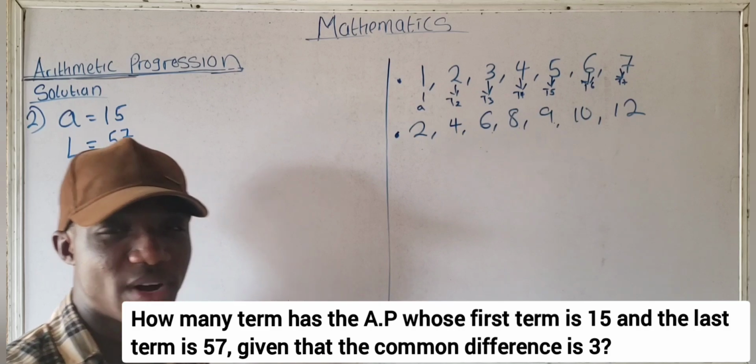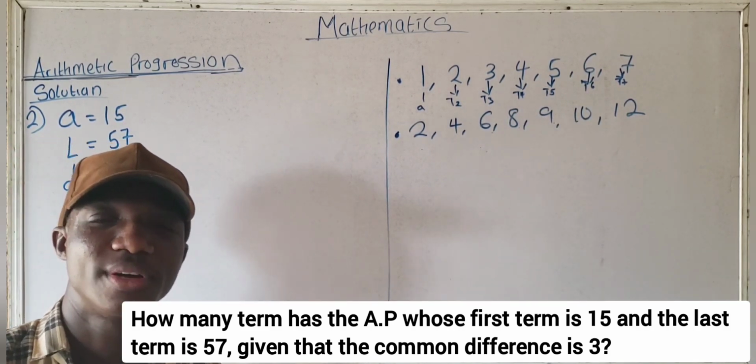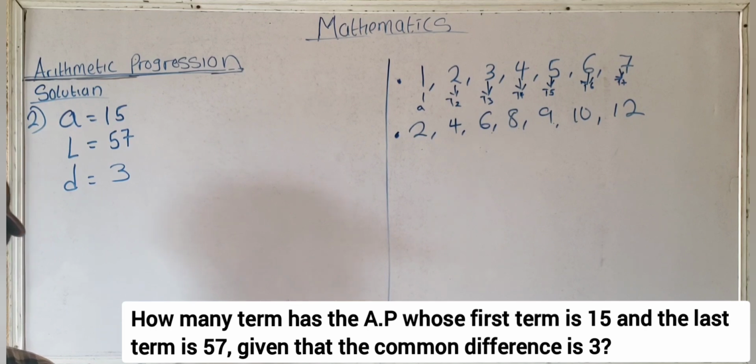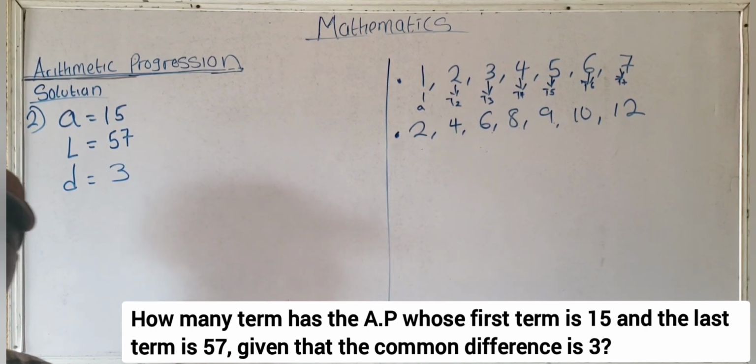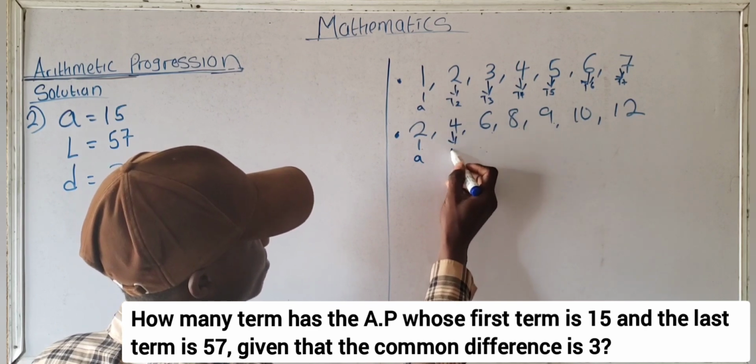So listen. What I'm trying to drive at is that the number allotted to the last term will be the number of terms contained in the sequence. You understand? The number allotted to the last term will be the number of terms that the sequence is going to contain. This is the first term. This is the second term, T2.